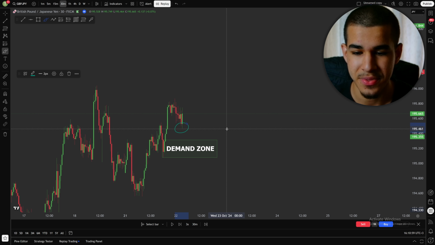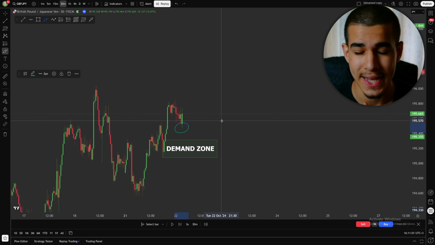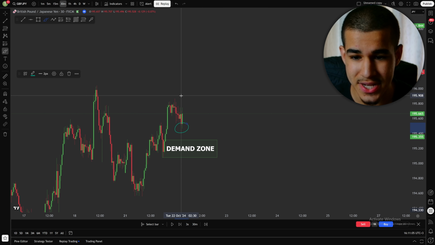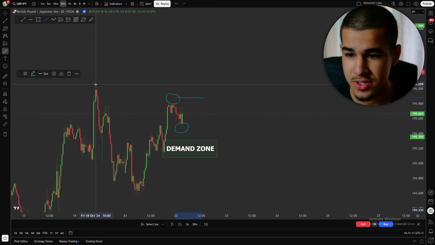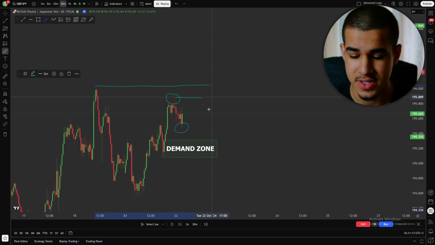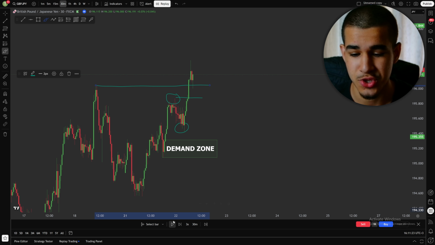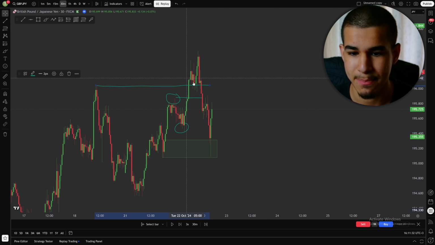What we need now, and this is extremely important, is liquidity taking out its own high. This trade does not become valid until it takes out this high. So it needs to take out this high, and as a bonus for trend, it could also take out this high. So let's see. Now this trade is completely valid. All it needs to do is come directly to my demand zone, and it had a perfect reaction.